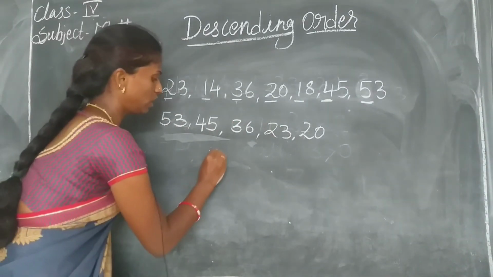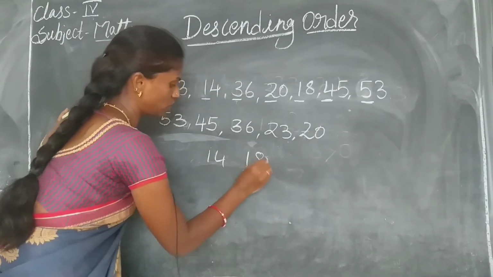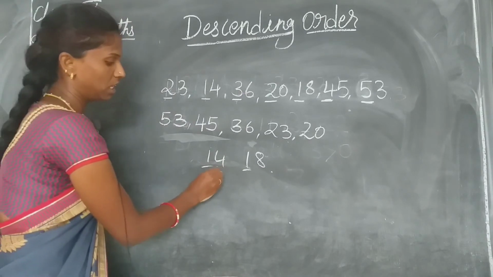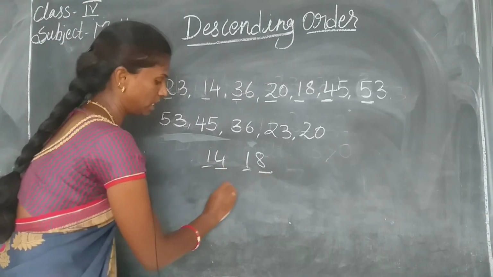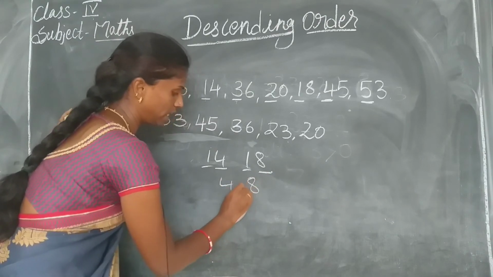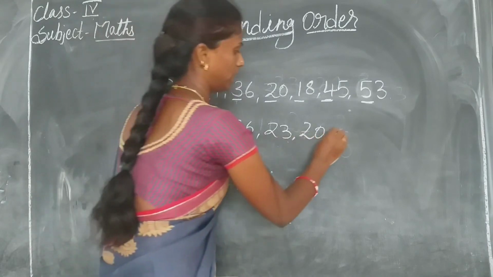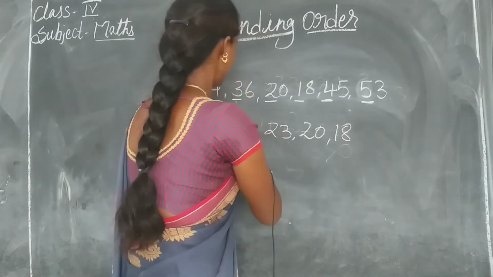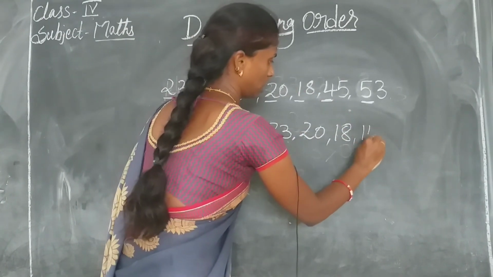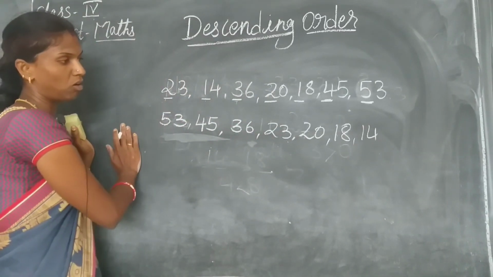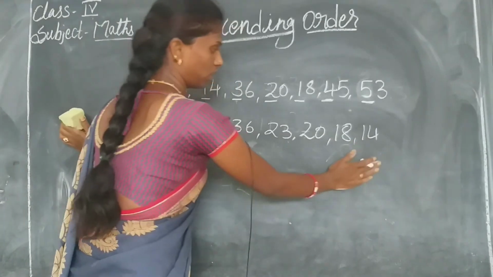And the next numbers are 14 and 18. In 14 and 18 also the first digit is the same, 1 and 1. So we have to see the next digit in the ones place. Here it is 4, here it is 8. Comparing 4 and 8, 8 is the greater number. So the next number is 18, and the last leftover number is 14. So we have arranged the numbers from bigger order to smaller order.